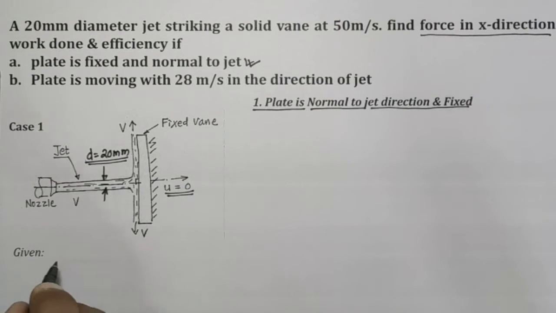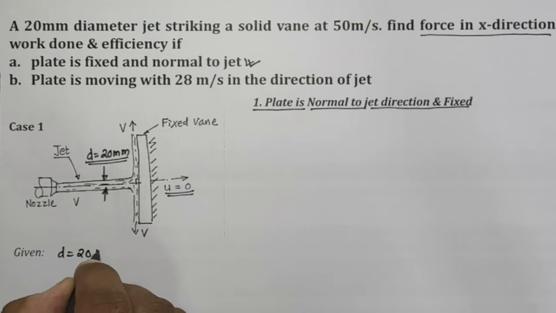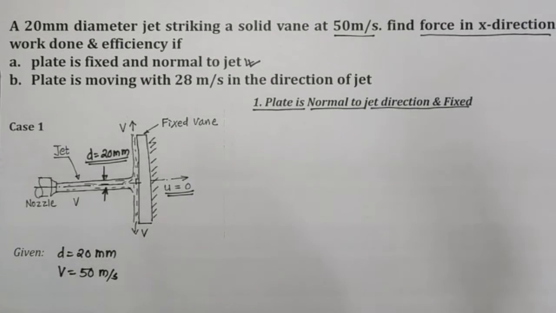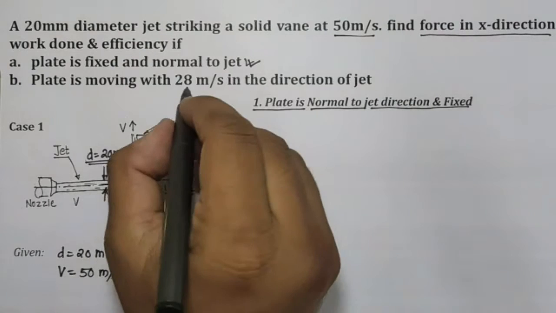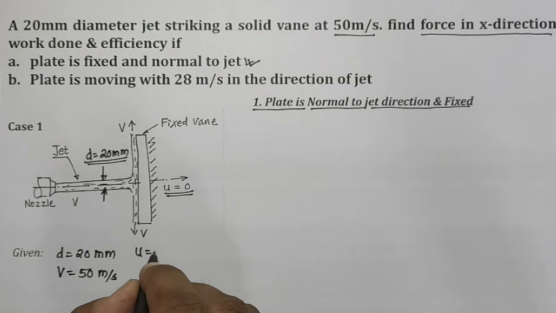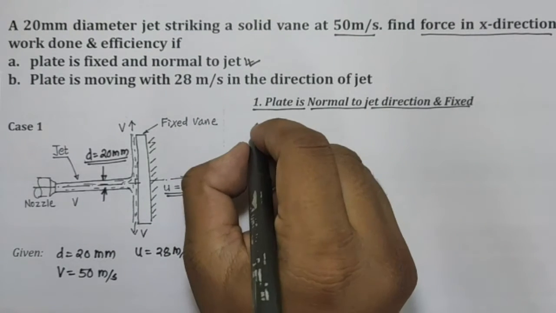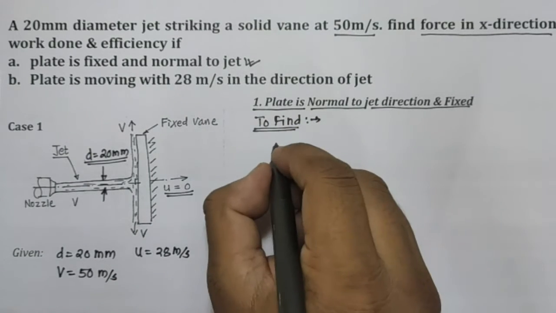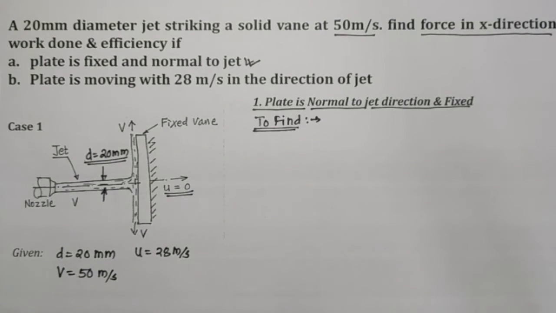So first of all we will see what is given in the example. The diameter of the jet is 20 mm. The velocity v of this particular jet is 50 meter per second. So these two things are given in this numerical. One more thing, for the second case they have given you the velocity of the vane, 28 meter per second. Now what we need to find out, for every case, is the force in x direction.